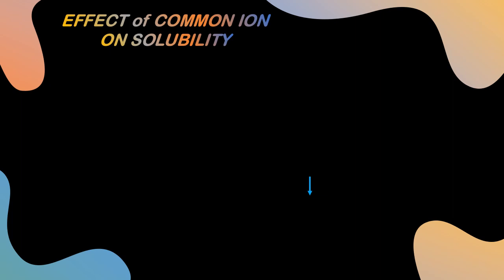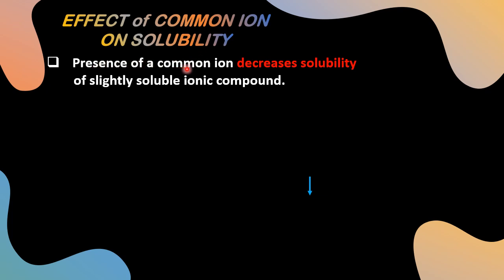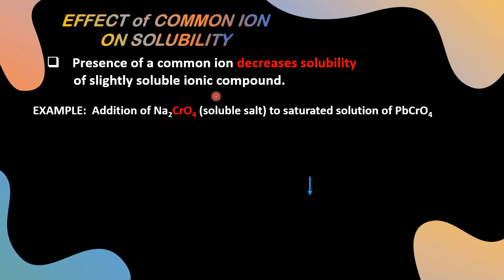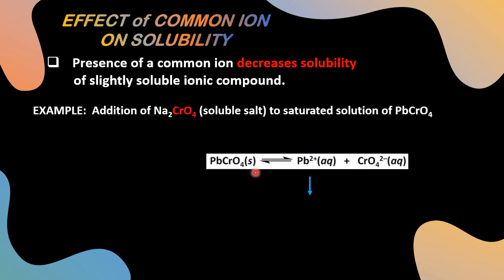Let's check what is the effect of a common ion on solubility. The presence of a common ion will decrease the solubility of a slightly soluble ionic compound. For example, the addition of sodium chromate, a soluble salt, to a saturated solution of lead chromate. So we can represent the lead chromate with this equation. It dissociates to form the lead ion and chromate ion.